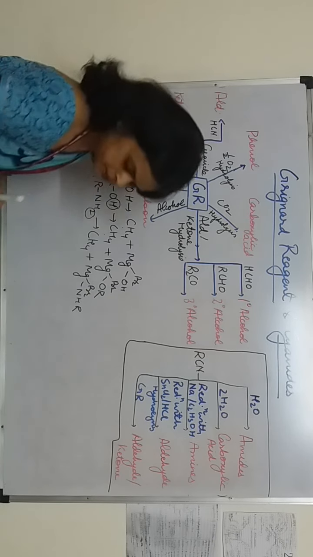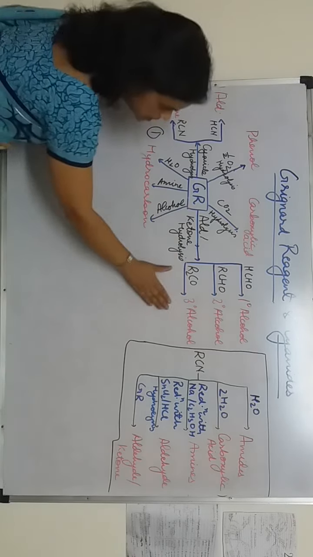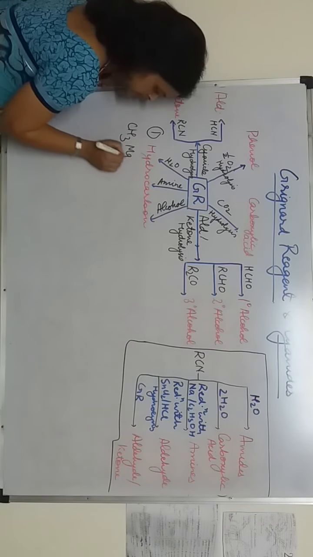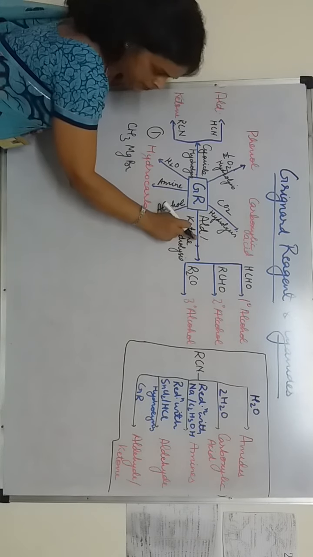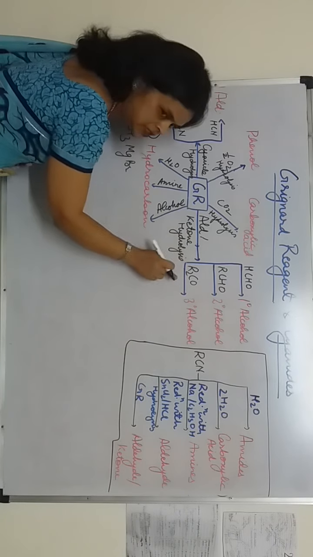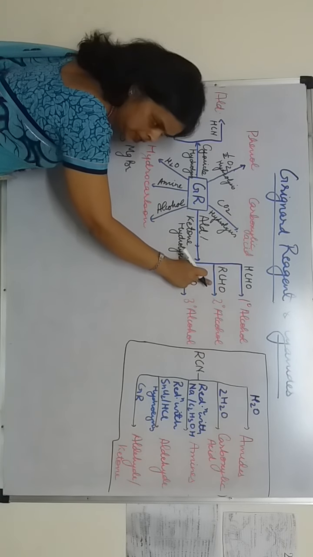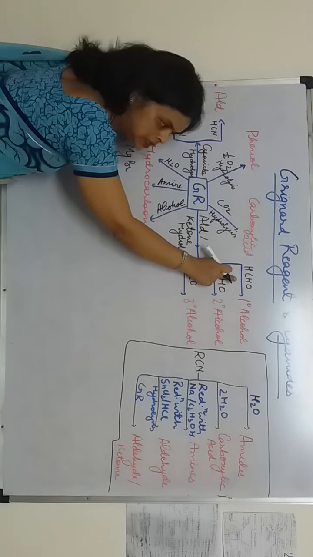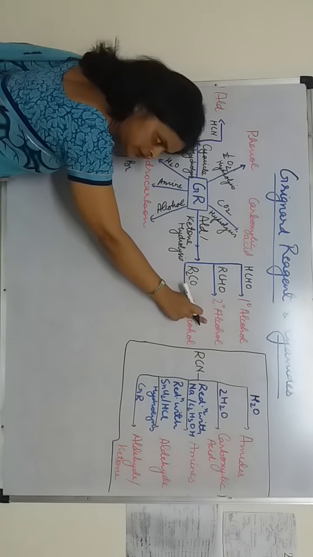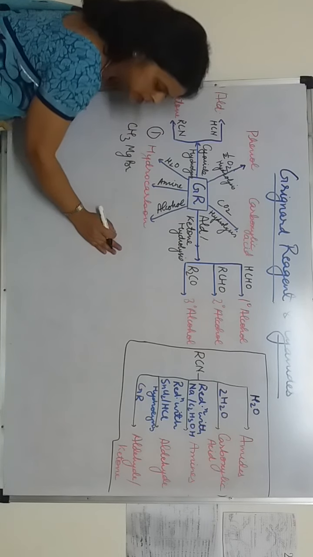Now the second type: we can convert Grignard reagent into alcohol. Suppose the same Grignard reagent we are taking, CH3MgBr. Now when it reacts with aldehyde or ketone followed by hydrolysis, I had just bifurcated it more. Aldehyde, if it is HCHO, formaldehyde, or any other aldehyde. If it is formaldehyde, then it will form primary alcohol. If it is any other aldehyde, then it will form secondary alcohol, and if it is ketone, then it will form tertiary alcohol. Let's see how the reaction takes place.